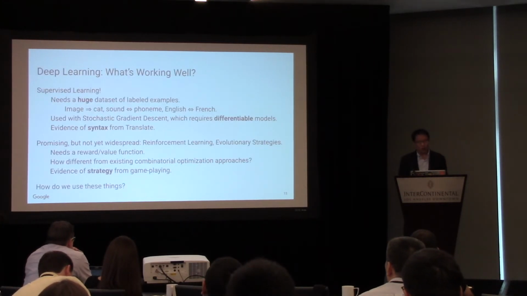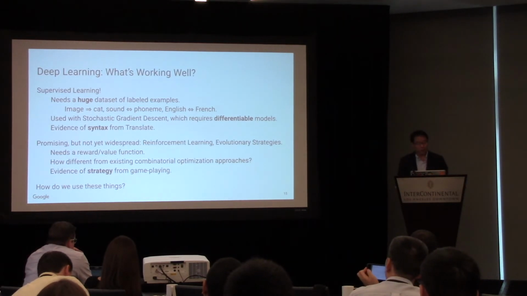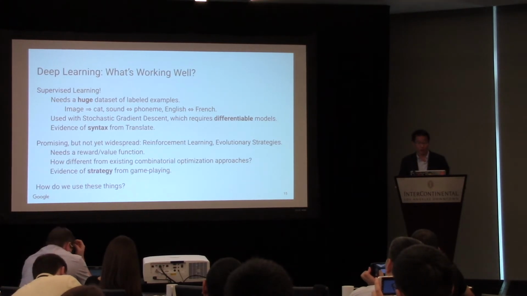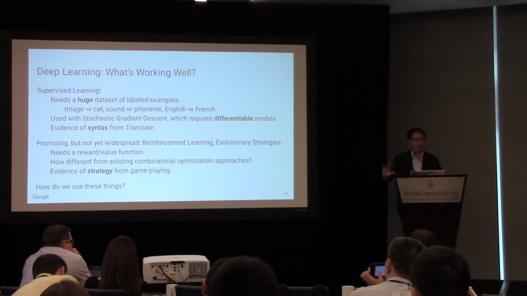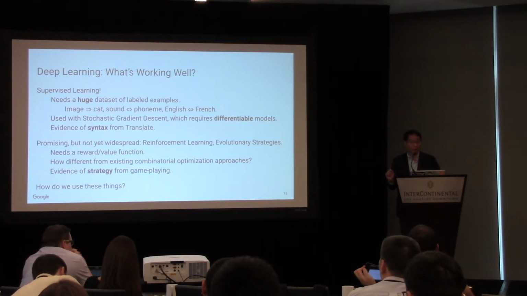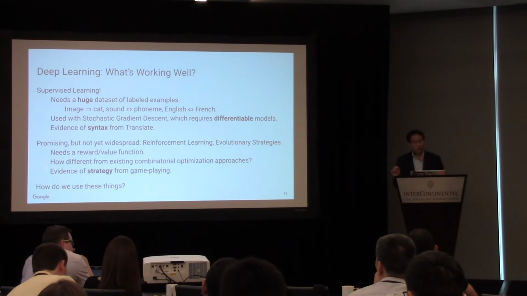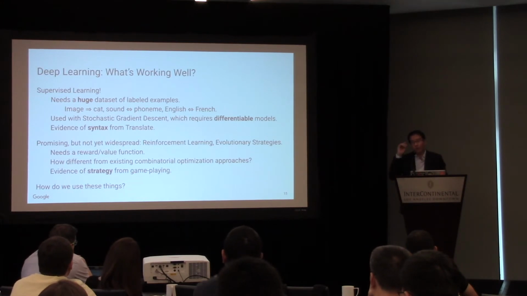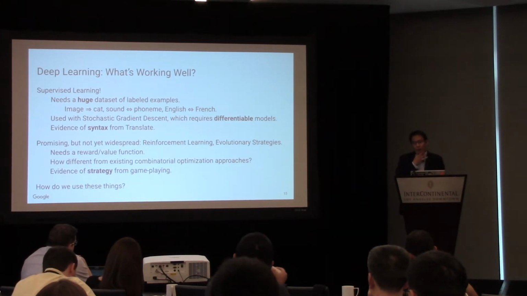So, as a view of what's working well in machine learning, I think it's important to point out that really most of the successes today are in what's called supervised learning, where you have a huge set of labeled examples that say this picture's of a fish and that picture's of a cat, and labeling is hard, and huge data sets are hard. And a bunch of these deep learning approaches use stochastic gradient descent, which requires differentiability. These supervised learning techniques, I think the most cool thing about this as far as intelligence goes is that Translate seems to be dealing with syntax.